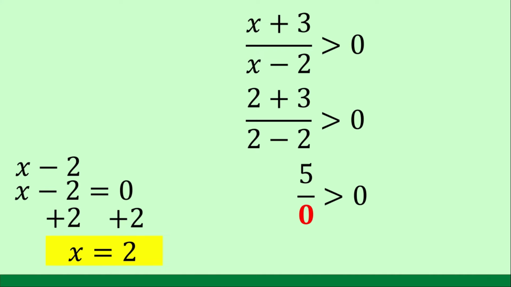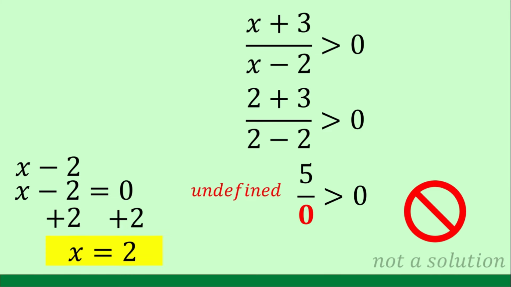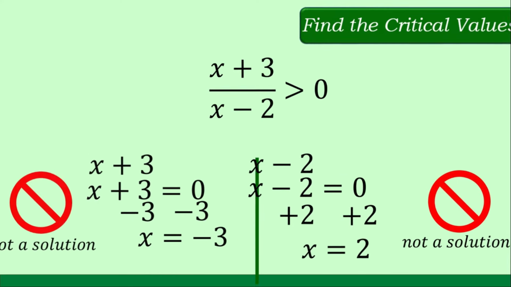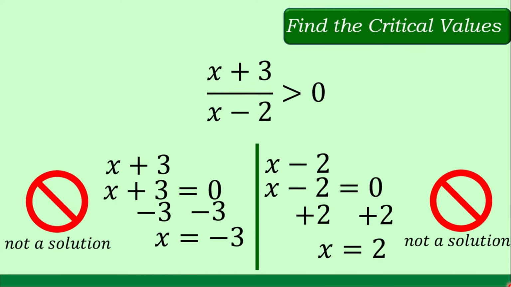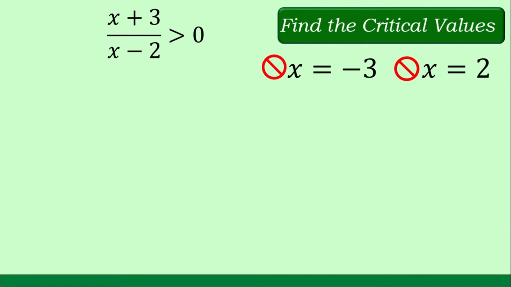Any number divided by 0 will always be undefined. Thus, x is equal to 2 will make this undefined. Therefore, the value 2 for x is still not a solution. Let's take note of that. There we go. So both critical values, x is equal to -3 and x is equal to 2, are not a solution. We will remember that. And let's place it here.